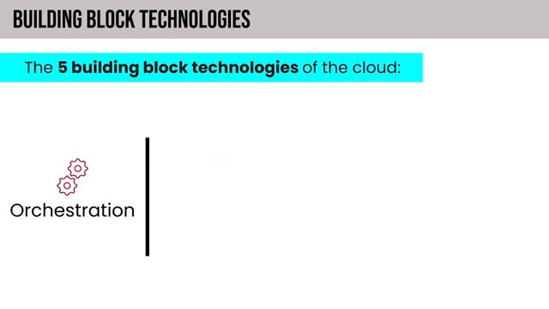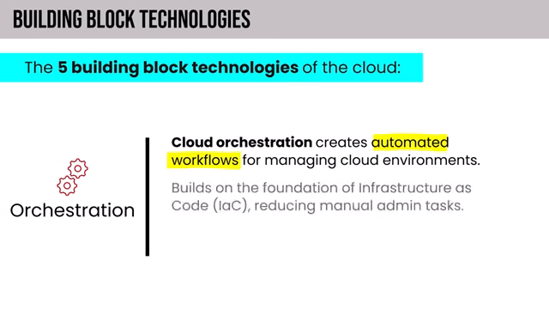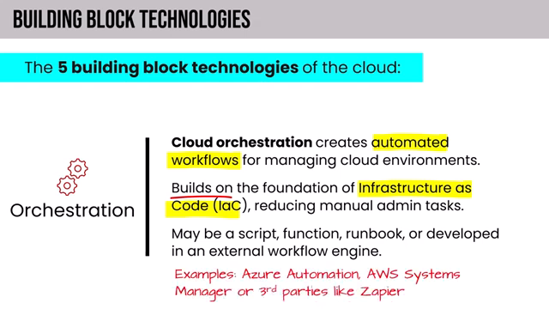So let's talk about orchestration, the fifth building block. Cloud orchestration creates automated workflows for managing cloud environments, building on the foundation of infrastructure as code and reducing manual administration tasks. Orchestration may be a script, a function, a runbook, or developed in an external workflow engine. A few examples here: you have Azure Automation, AWS Systems Manager, or you could even look at third parties like Zapier that integrate with hundreds of services and multiple cloud platforms.